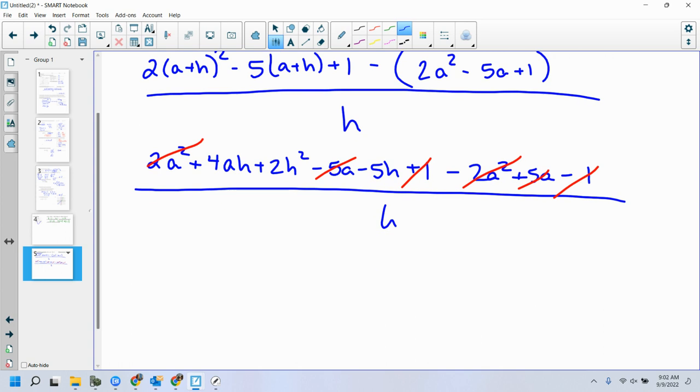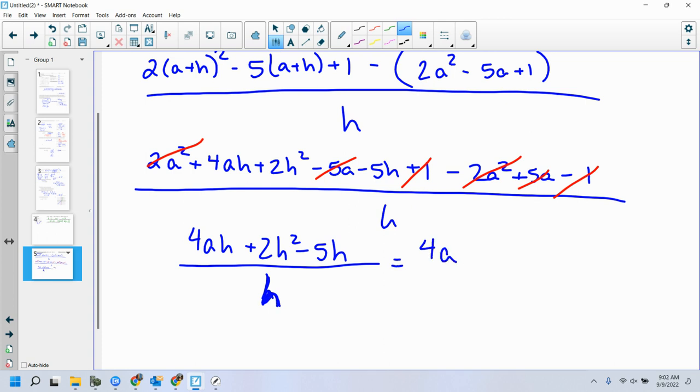Alrighty. So that's going to leave me with a 4ah plus 2h squared minus 5h. And how convenient, everybody's got an h. So they all go away. Oh, yikes. So I've got a 4a plus 2h minus 5. And again, order doesn't really matter there. 2h plus 4a minus 5. Whatever.